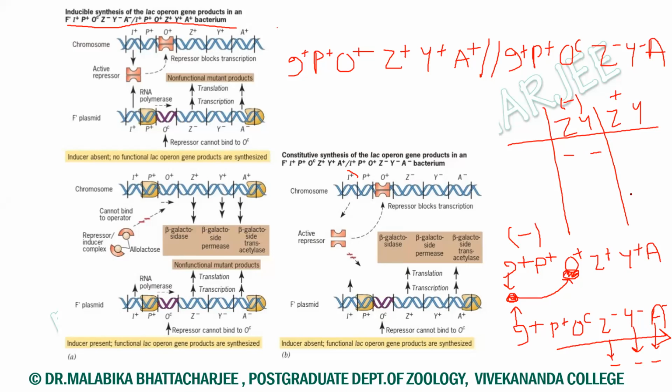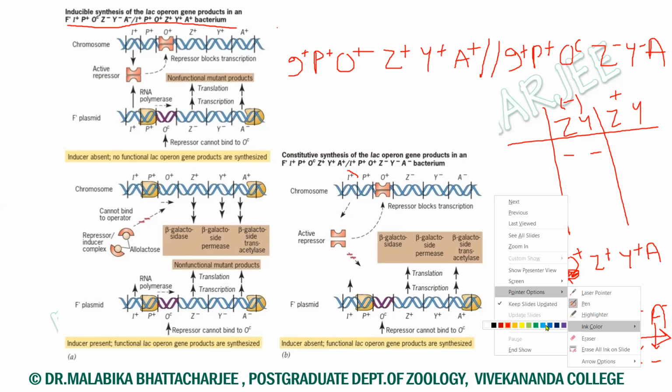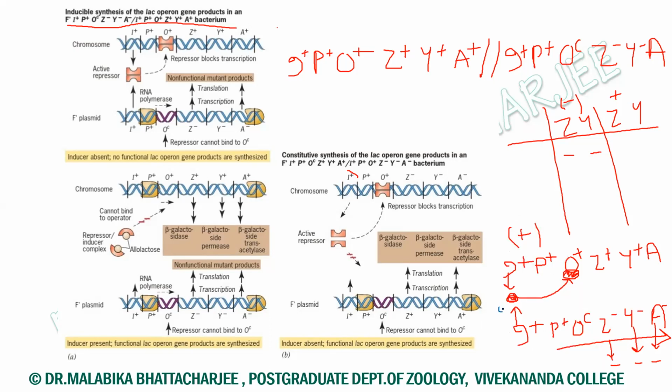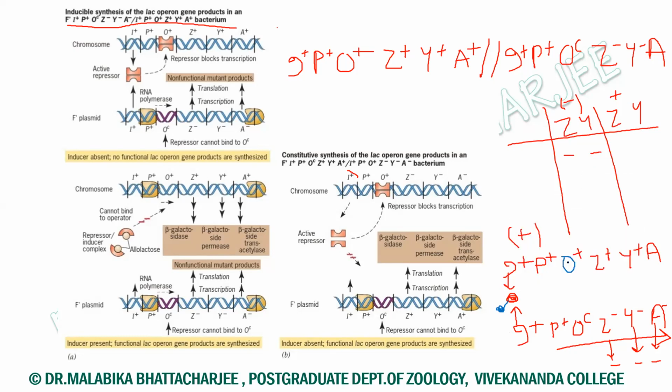Now, lactose is given. So lactose has come into the system. So the moment lactose has entered the system, what happens? This small inducer lactose, or the allolactose, binds with the repressor. Next moment, what do we see? Sorry, the repressor is removed. So the repressor protein was removed. Now we are having a functional operator.